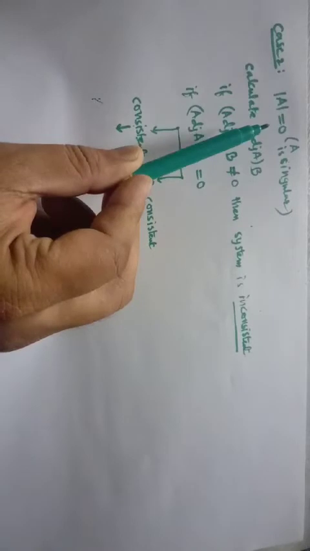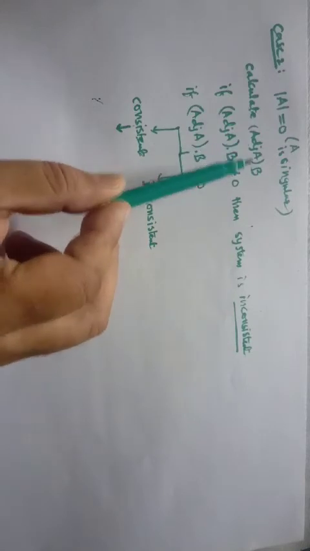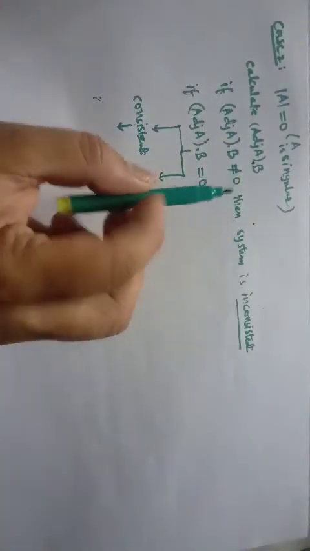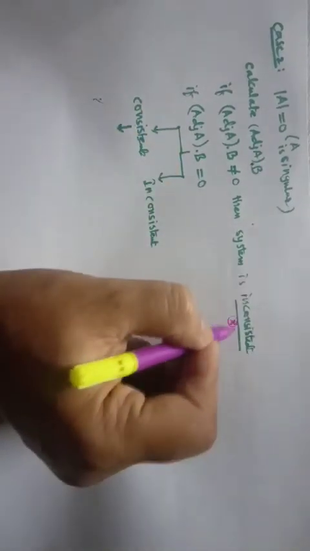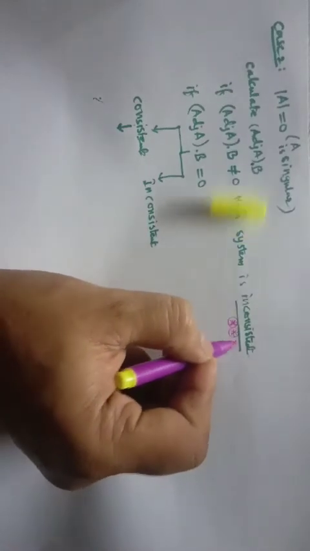Second case: if determinant of A is equal to 0, then A is singular. At that time, calculate adjoint of A into B. We are required to find out whether this value is not equal to 0 or equal to 0. If adjoint of A into B is not equal to 0, then the system is inconsistent. At this NCERT level, we are going to deal with this case only.